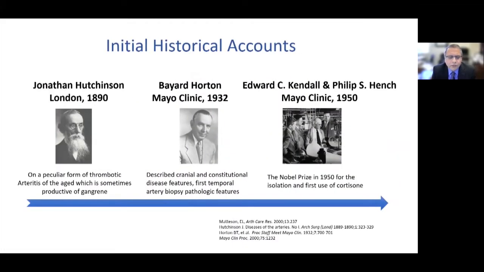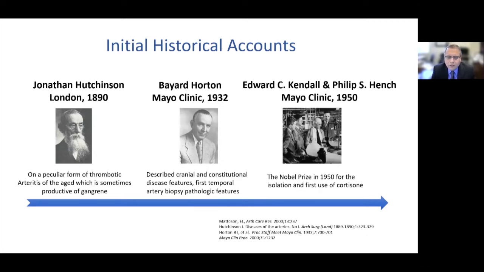So, some initial historical account of how this came about. It's always good to know how the diseases were recognized, what the main presentations were, the recognition of the disease, and then the treatment and management options that were developed later on. One of the first, probably the first publication in the literature about what could have been giant cell arteritis came about in 1890 in London by Jonathan Hutchinson. But this was better described, both systemically and symptomatically, as well as the recognition of what can be seen in the temporal artery biopsies, by Dr. Baird Horton in 1932 at Mayo Clinic.